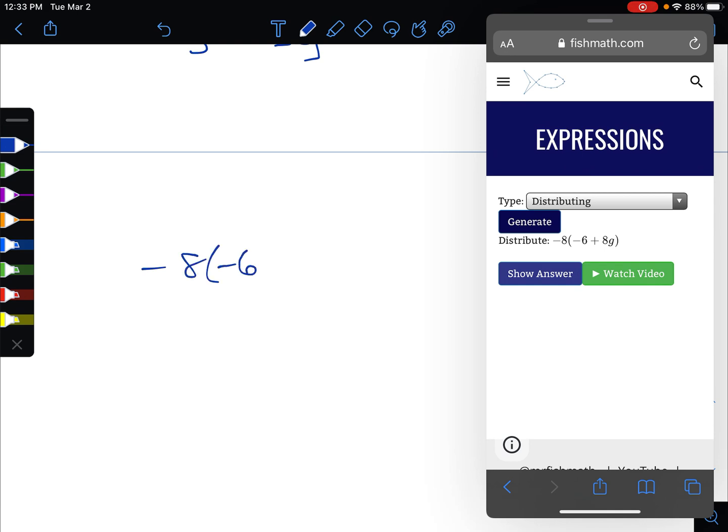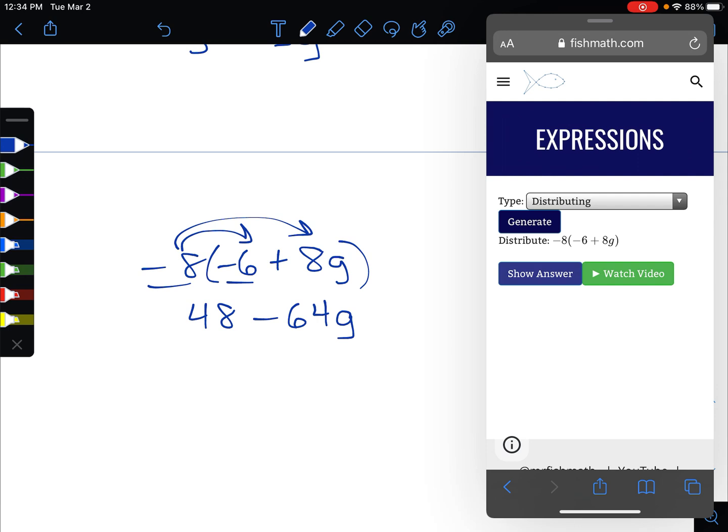And then let's just do one more distributing real quick here. -8 times -6 plus 8g, a little more complicated here. Multiply in here, this would be 48, because those two negatives multiply to a +48. A -8 times a +8g would be a -64g. Either order, totally fine, as long as you've got the same signs on each term.